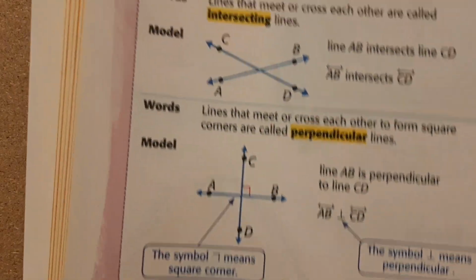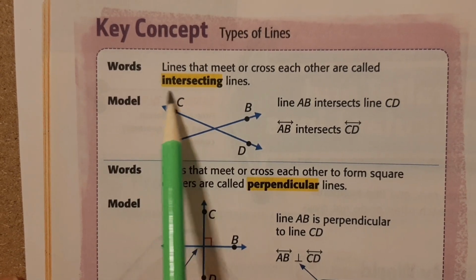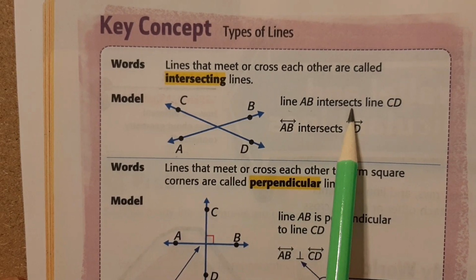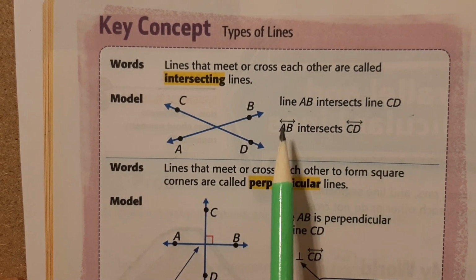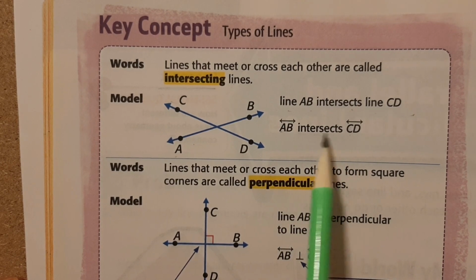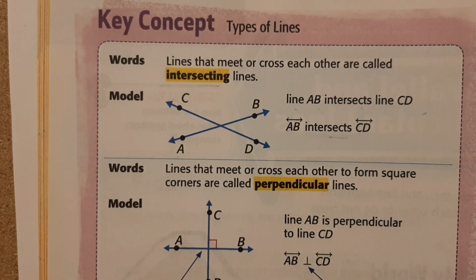Now we're on page 880. If they cross, we say that they're called intersecting lines. Intersecting means they cross somewhere. So we'd say line AB intersects line CD. There is no cool little symbol for intersects, unfortunately. You have to write it out.